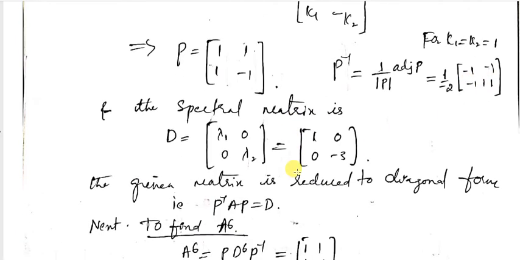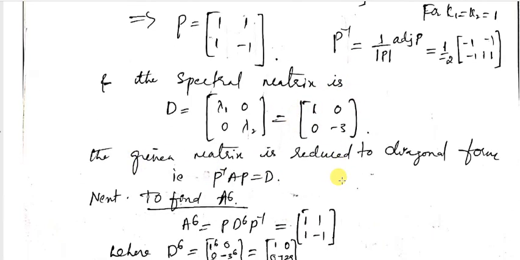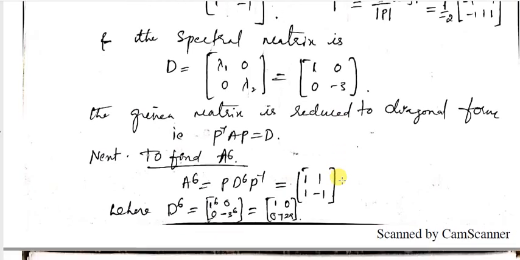Now let us compute P inverse AP. P inverse AP is equal to D. So substituting for P inverse, A and P will reduce to D. D is in the form lambda 1, 0, 0, lambda 2, so that is equal to 1, 0, 0, minus 3. So if you compute P inverse AP, you will get this matrix D. Hence the given matrix A is reduced to the diagonal form.